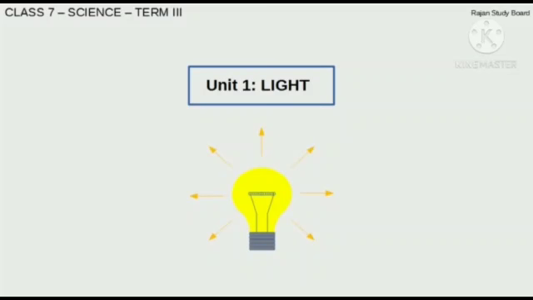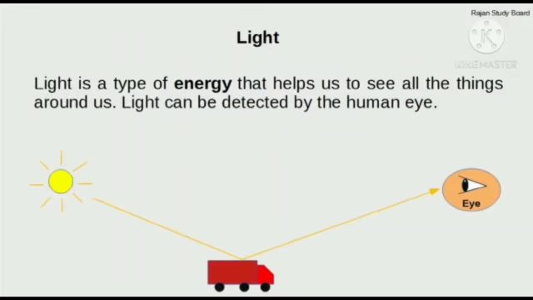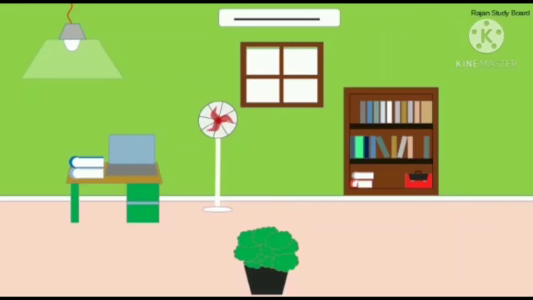Good day to all. Today we are going to see about light. In day-to-day life, light is a very important part of our life. Light is something that makes vision possible. Light is a type of energy that helps us to see all the things around us. Light can be detected by the human eye. For example, when you enter a dark room, nothing is visible. The moment you switch on the light, everything in the room becomes visible.